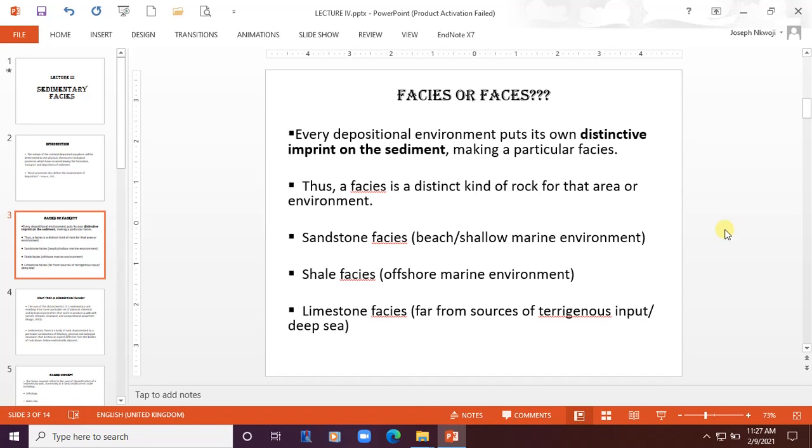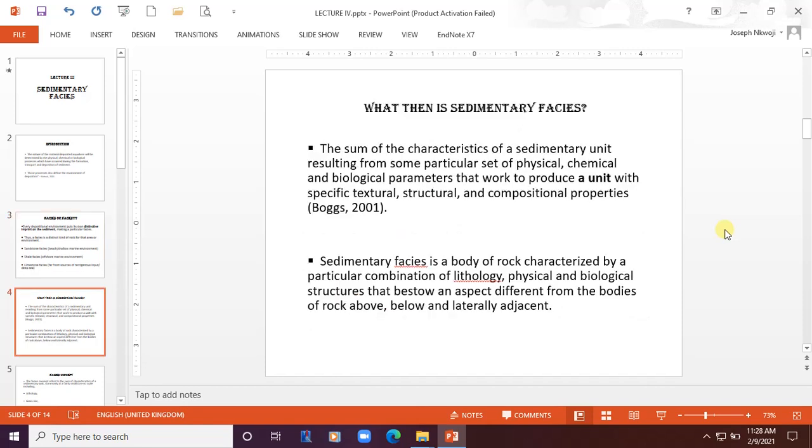For example, if you have a lot of sandstone in the depositional environment, then you can call it sandstone facies, the one we see on the marine beaches. But you can also see a lot of shell facies, like in the offshore. If you go offshore, by the time you sample, you are going to see a lot of shell. Then you can also have limestone facies, mostly where you have a lot of land input, terrigenous input, into the deep sea. So you have different types of facies from different types of distinctive sediment.